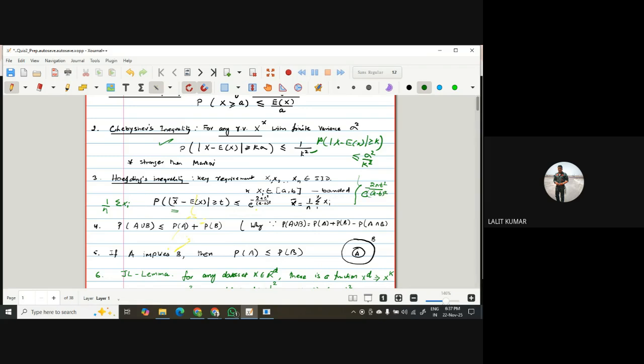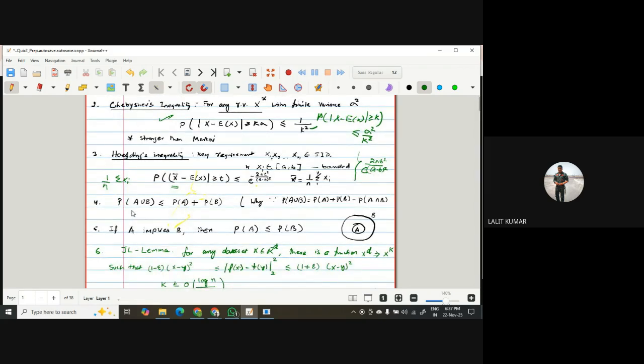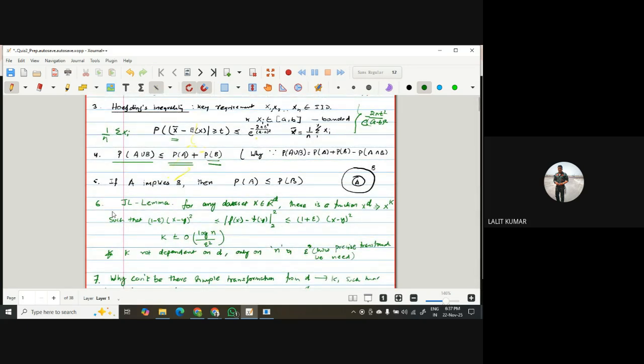These are the three inequalities. Then the next one is from probability, from the Venn diagram. Probability of A union B is always less than or equal to probability of A plus probability of B. Then, if A implies B, it means probability of A is less than or equal to probability of B. A implies B, you can always figure out that A is inside B. So these are the five important things.